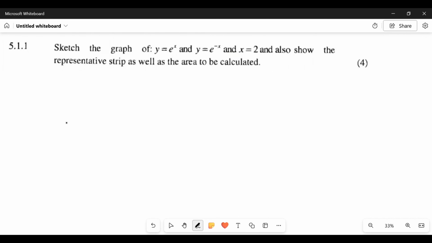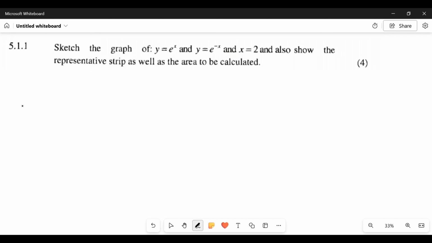Okay, we have copied the question. So let's read question 5.1.1. The question goes like this: sketch the graphs of y equals e to the power of x, and y equals e to the power of negative x, and x equals 2, and also show the representative strip as well as the area to be calculated.